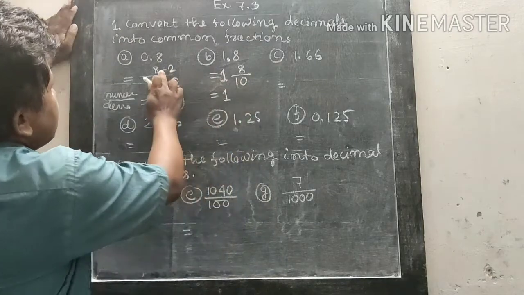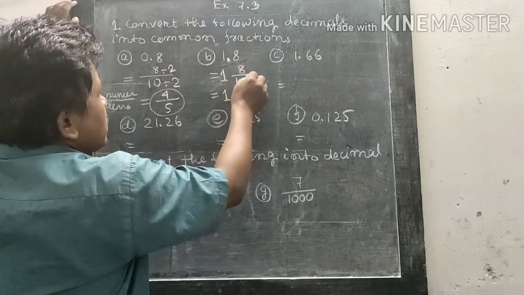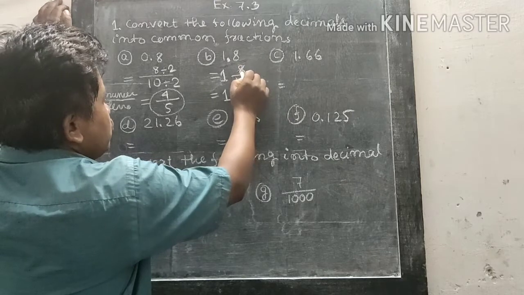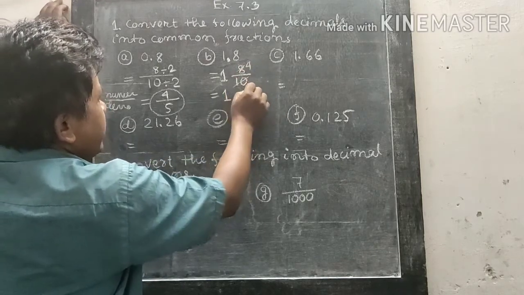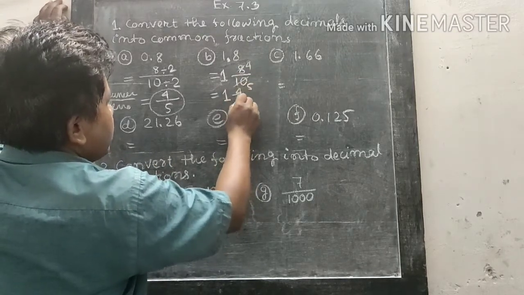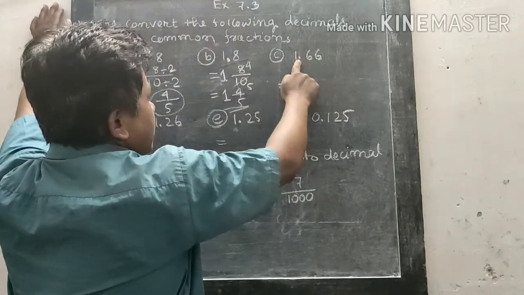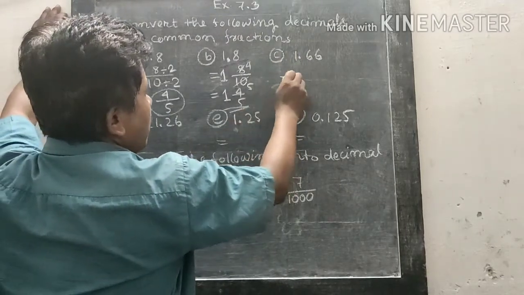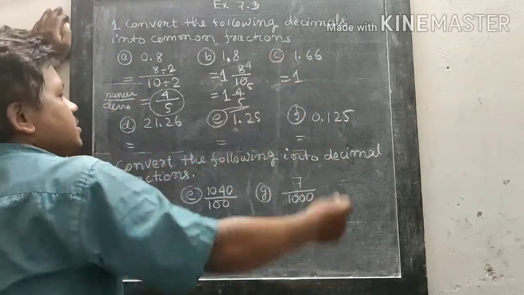You can divide in this same method, or otherwise you can also cut out. If you divide 8 by 2, we have 4. Then dividing 10 by 2 gives 5. That is 4 by 5. This is the answer. Here also, the left-hand side of the decimal point is 1, that is, 1 is the whole number. The whole number we shall not change. It will come as it was.